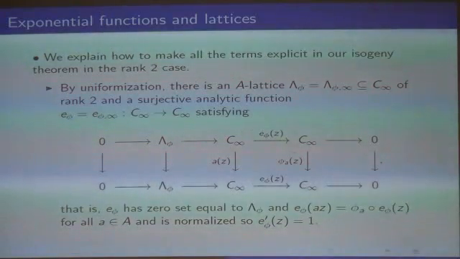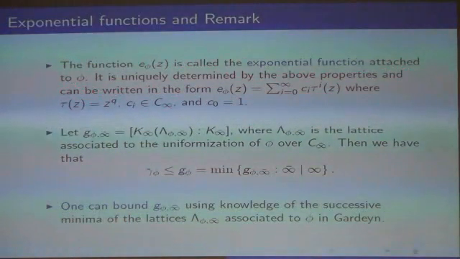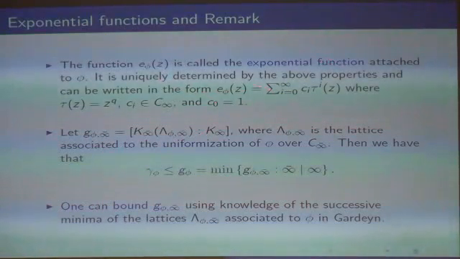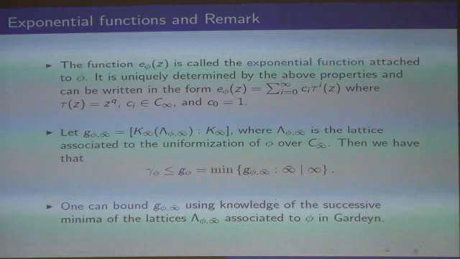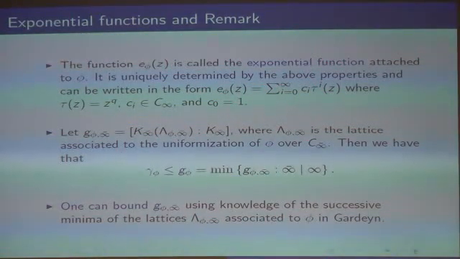And if you want, you can also normalize it. Then this function is called the exponential function associated to phi. So when you have the Drinfeld module, you can get this exponential function that is uniquely determined by the previous properties, in this form. So you can write it down clearly. The Newton polygon is involved with these coefficients.